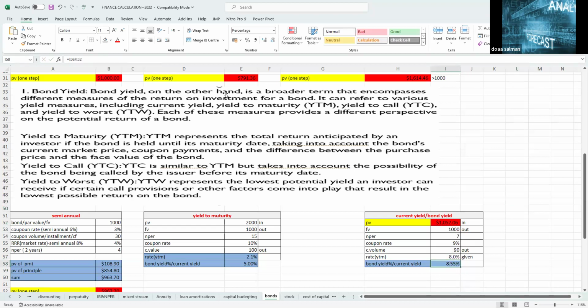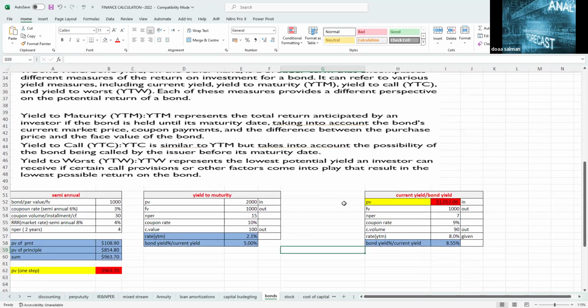So when we need to find the current yield, we divide the coupon, the 90, by the present value. The yield to maturity represents the return anticipated. Yield to call is similar to the yield to maturity, but here the issuer can call the bond before maturity, so we consider how many years remain before maturity. Yield to worst represents the lowest potential yield an investor can receive, the minimum, taking into consideration some factors that affect the possibility of this return.